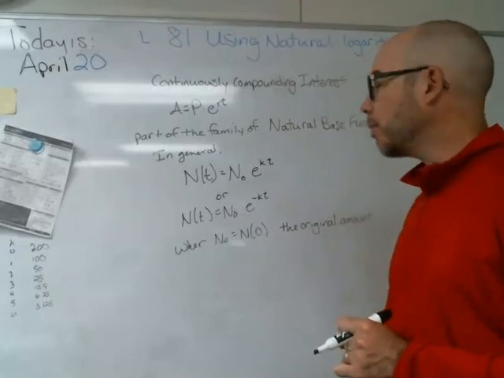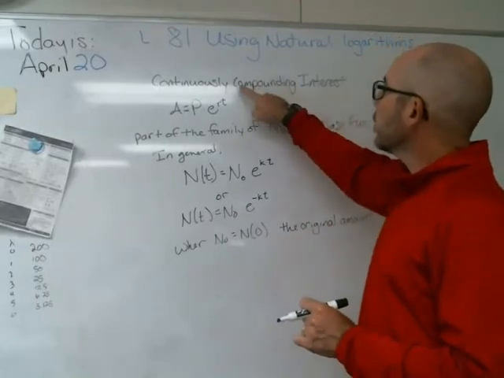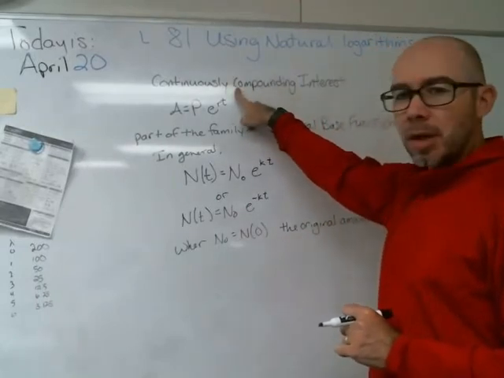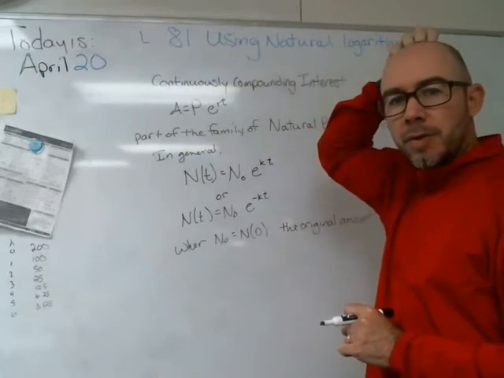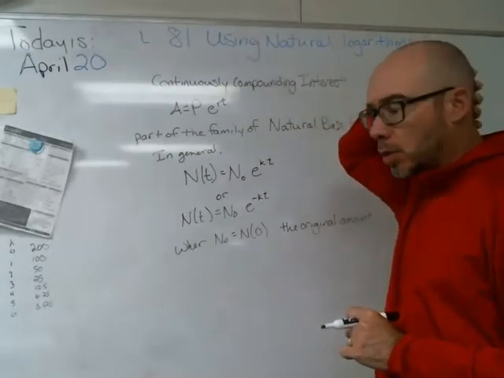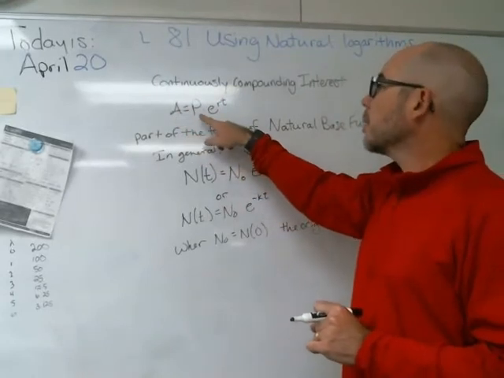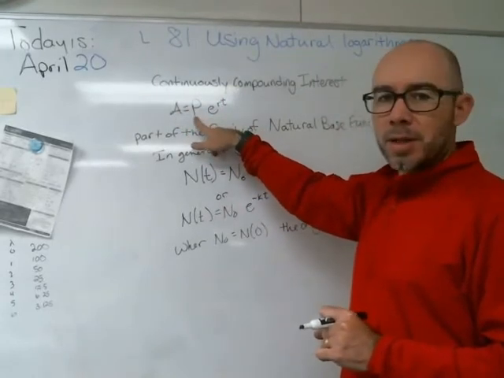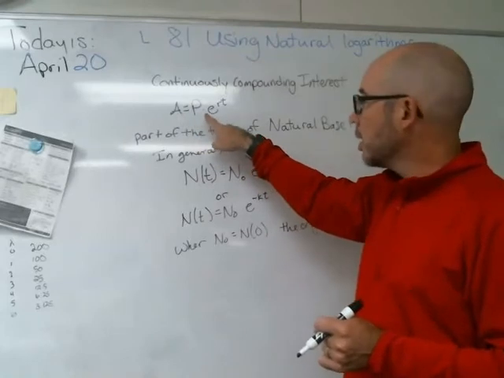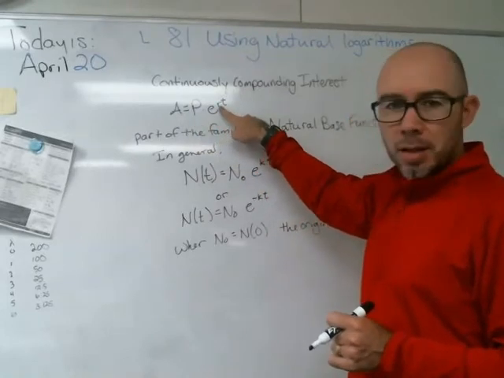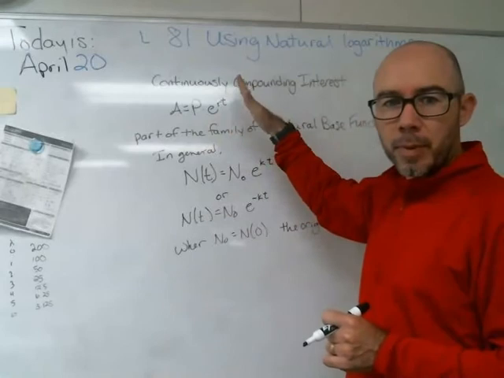It has been in our book for a while. Continuously compounding interest is our very common friend as far as natural logarithms go. A, for amount, like in the bank, as a function of P, for principal. This is the amount I invested, times e to the rate, interest rate, times time. Okay, we've done that before.